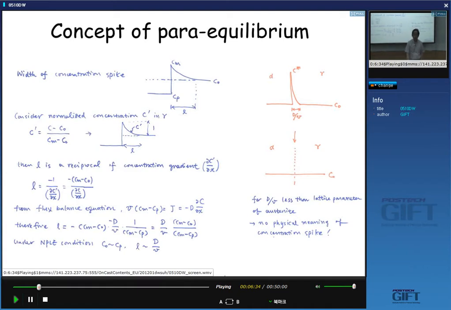So when you consider the negligible partitioning local equilibrium, then C0 will be close to Cp, because at that condition, the supersaturation should be close to 1, which means that C0 is close to Cp, right? Just remember. So finally, you can obtain that the diffusion length will be close to D over V, and V is the velocity of the interface. So now you can understand this diffusion length in this condition is close to D over V.